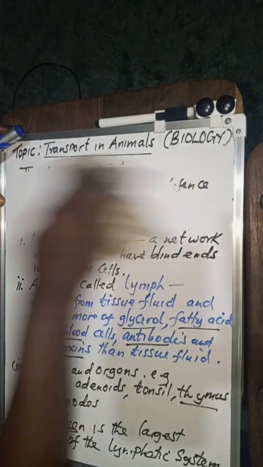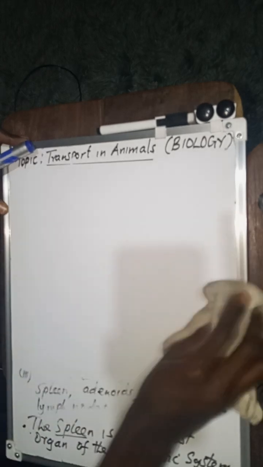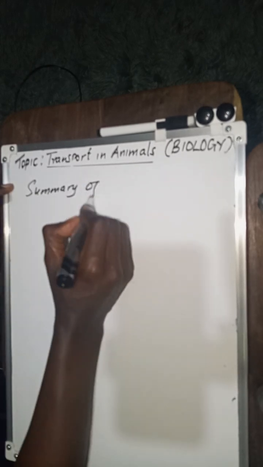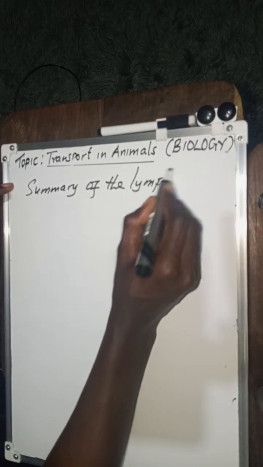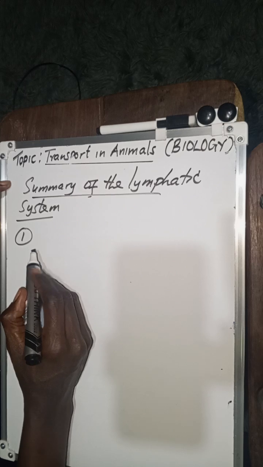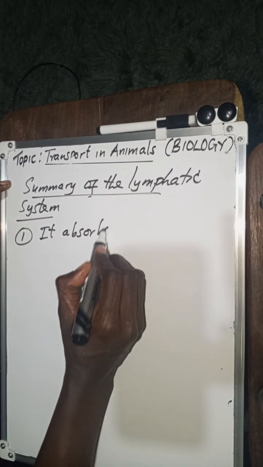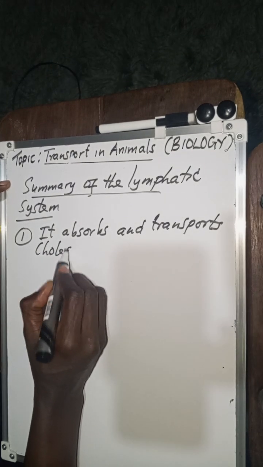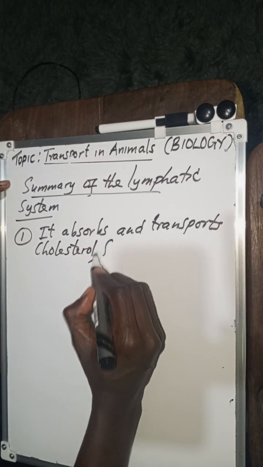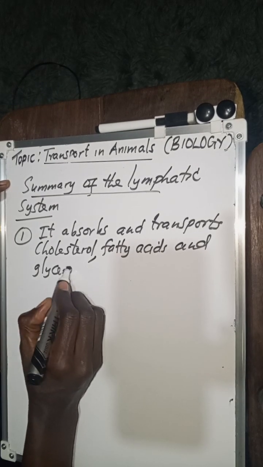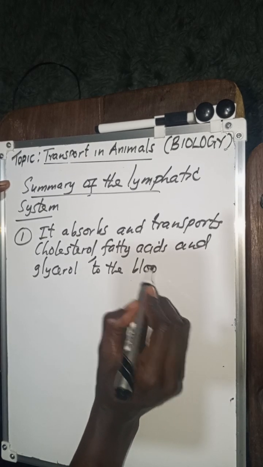So in summary, what can we say is the function of the lymphatic system? Well, let's put up just a summary of the lymphatic system. What does it do in the body? Well, number 1, we can simply say it absorbs and transports cholesterol. Apart from cholesterol, it also transports fatty acids and glycerol to the blood. So that is what the lymphatic system does.